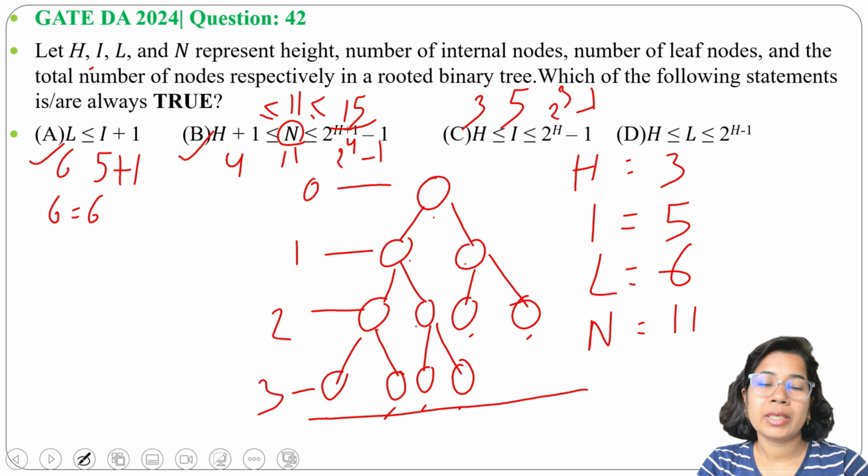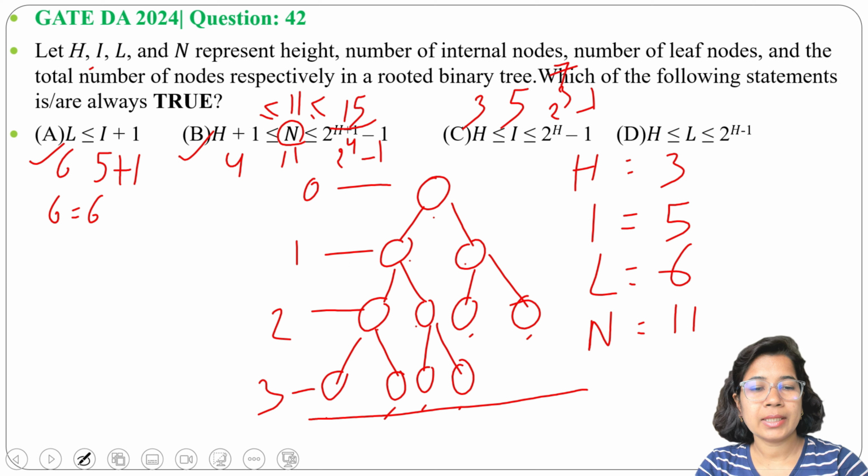Next option C, H is 3, I is 5 and 2 power H minus 1. 2 power 3 is 8, 8 minus 1 is 7. So 3 is less than or equal to 5, 5 is less than or equal to 7, this is true.